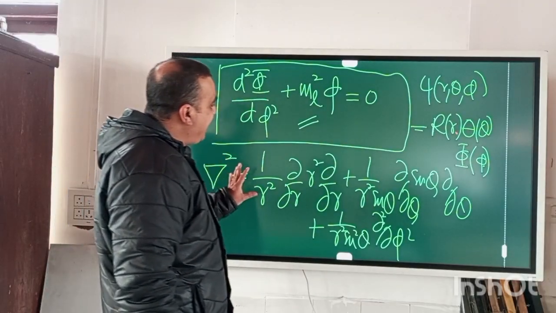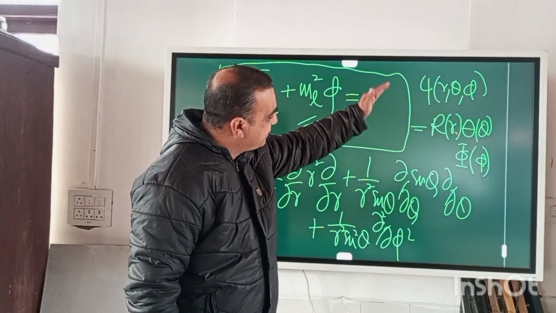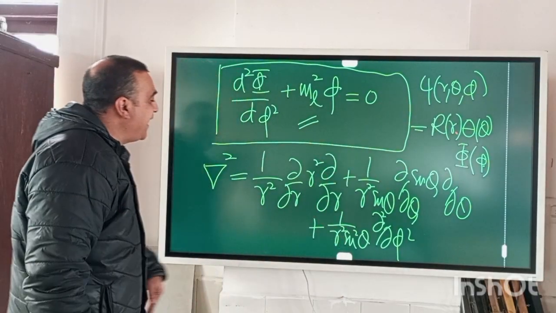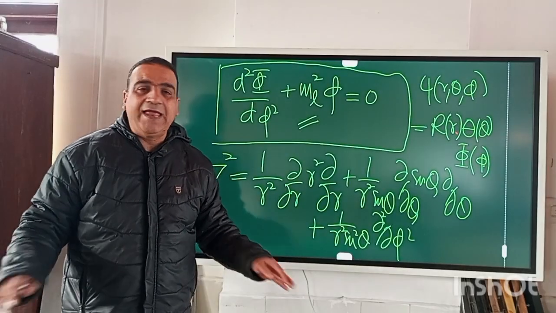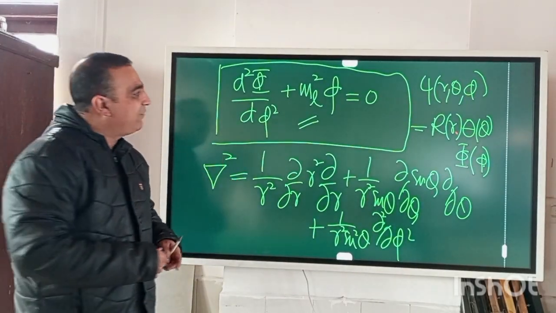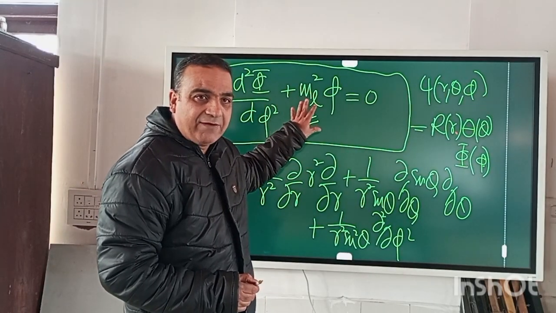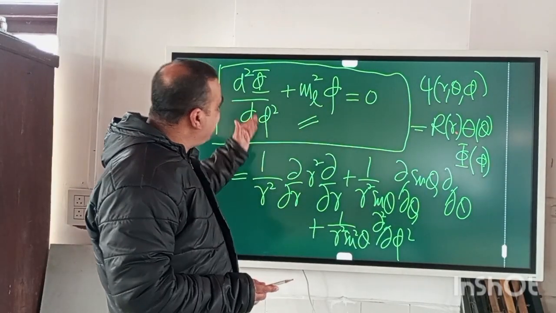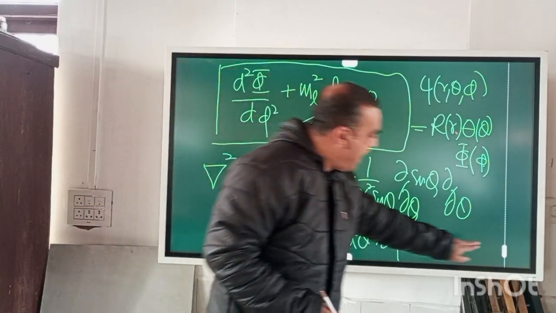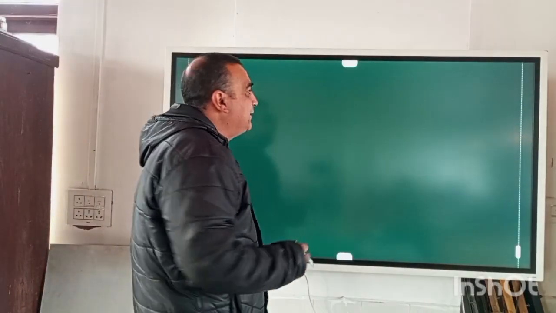So what we obtained when we took the derivatives of psi with respect to r, with respect to theta, and with respect to phi, we came up with an equation, and in that equation we had three unknowns. What I did, I introduced a constant ml squared. So the right hand side was this, and from that we obtained this equation, and we had the left hand side.